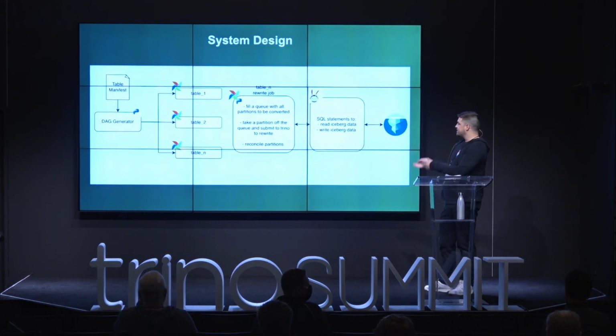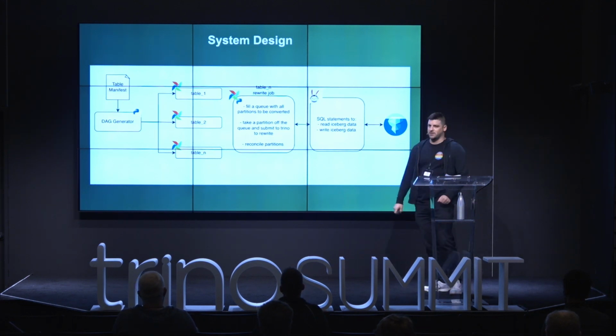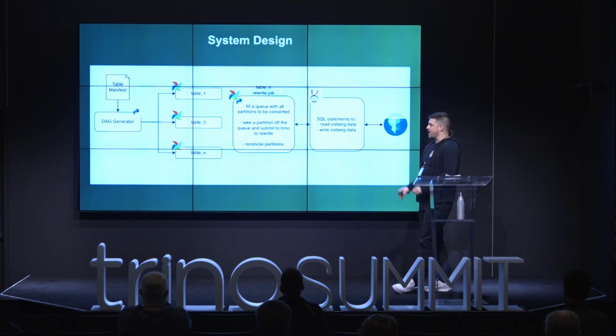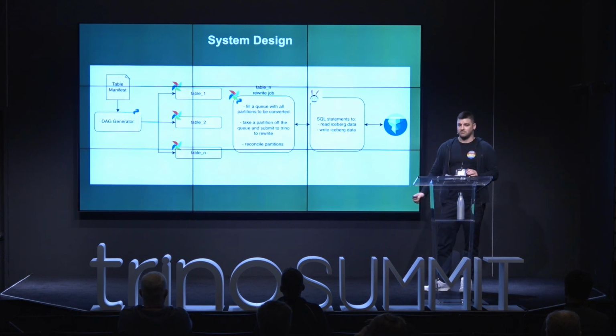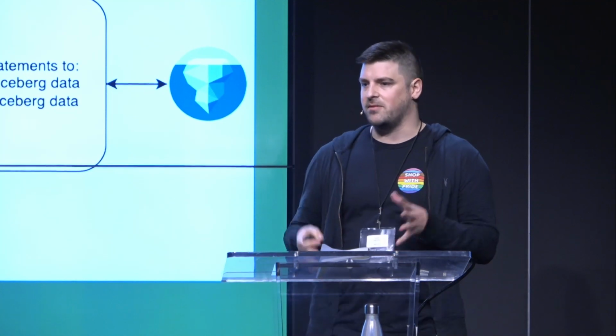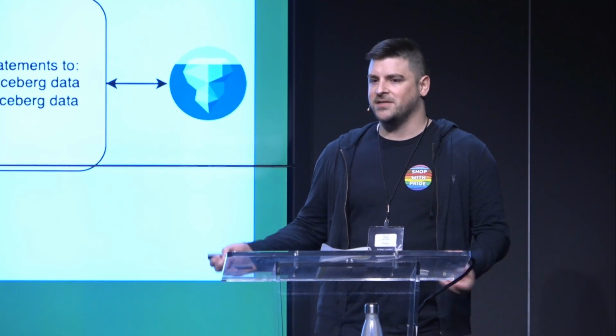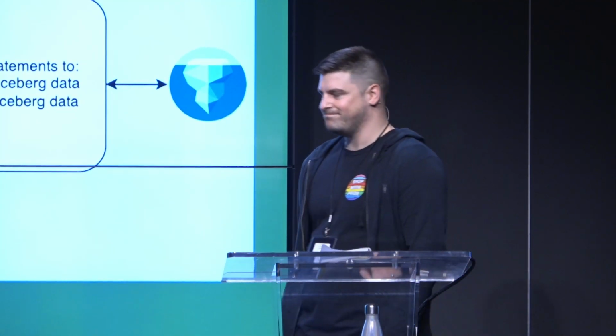Okay, so this is the top architecture of the system that we decided to build to rewrite everything. You can see that we have a table manifest. For our event data, we have about 5,000 plus tables that we're trying to migrate, and they range in size. Some are not even a gig, some are multiple petabytes.